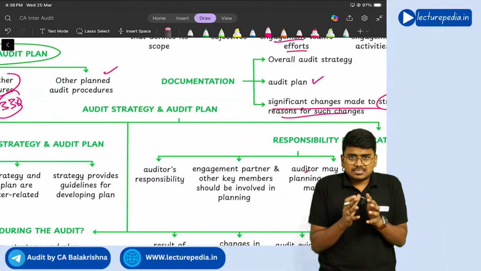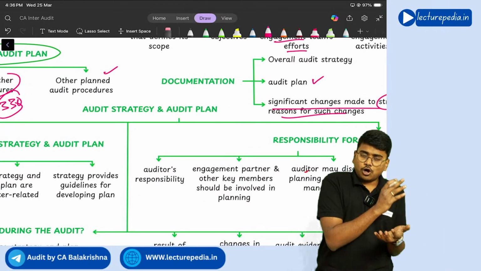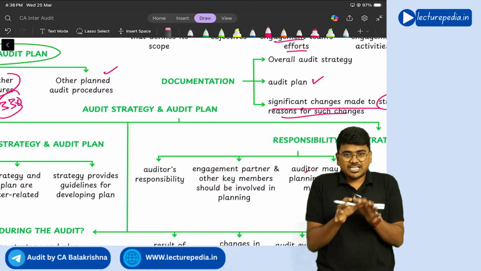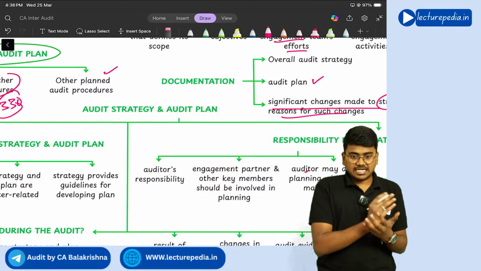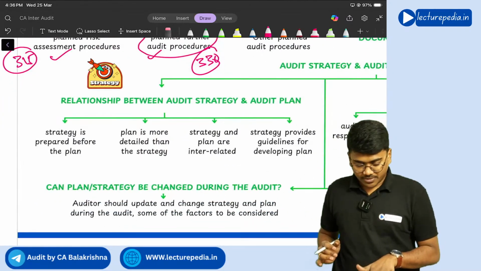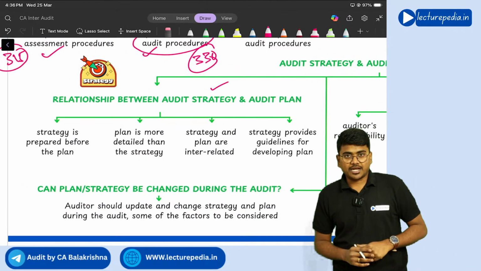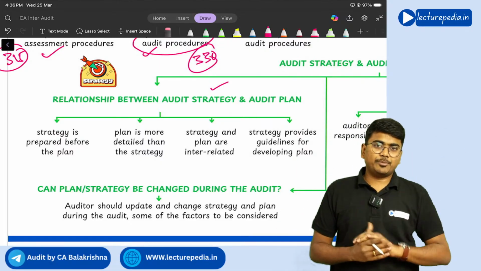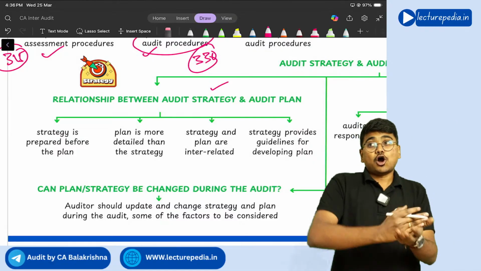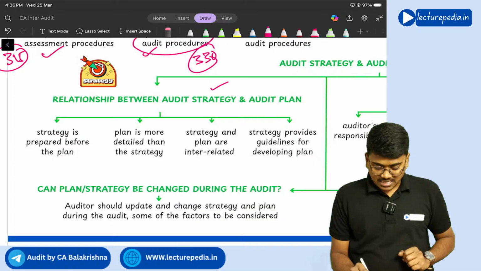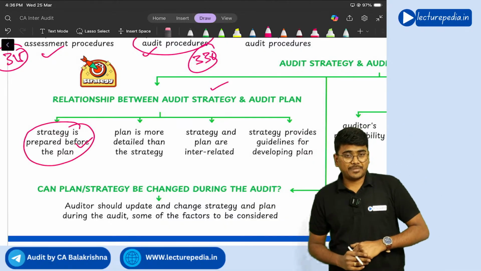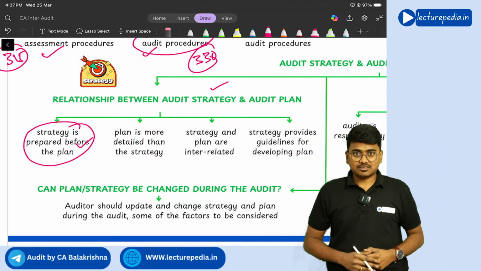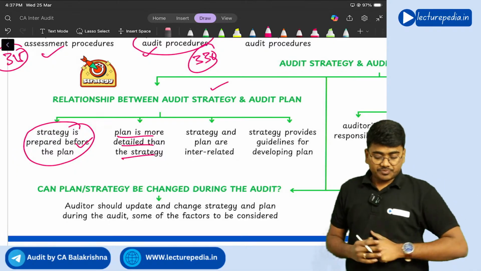Next, there is a relationship between audit strategy and audit plan. We will see the concepts which involve the relationship between audit strategy and audit plan. See, first of all, relationship between audit strategy and audit plan. You tell me which is prepared first, audit strategy or audit plan? Of course, audit strategy is prepared first. Based on audit strategy, audit plan will be prepared, right? So, strategy is prepared before the plan, and which is more detailed? Plan is more detailed when compared to the strategy, right? So plan is more detailed than the strategy.